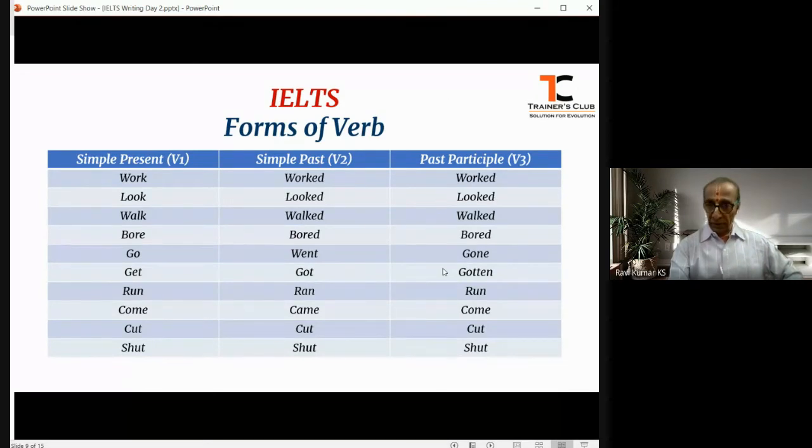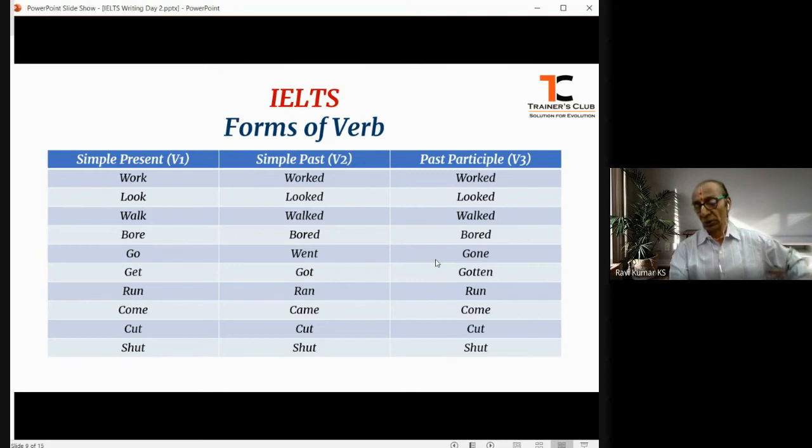So in American English, they use gotten. But in British English, they use got. So it can be get, got also, or it can be get, got, gotten also. In the same way, if the verb is learn, that is not pronounced as learn, it is pronounced as learn.